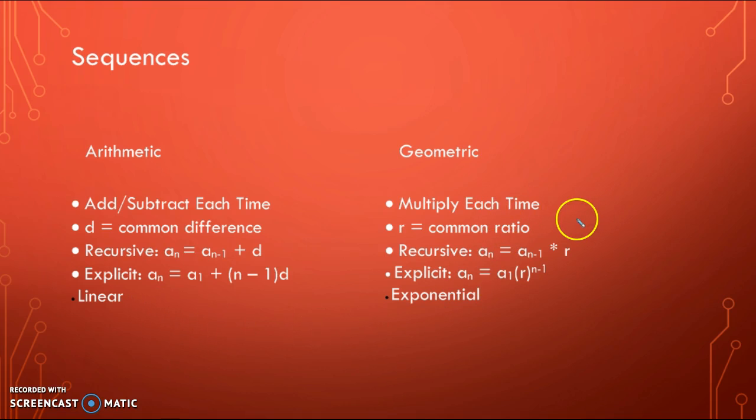Then we have geometric. Geometric is where you multiply by the same number each time, and that number is what we call our common ratio. So again, we have recursive and explicit. Recursive is the same as arithmetic, except instead of adding the common difference, we're multiplying by the common ratio. And then explicit is a sub n equals a sub 1 times r to the n minus 1. So it's always your first term, your initial value, times your rate of growth or decay to the n minus 1. And then geometric is always exponential.